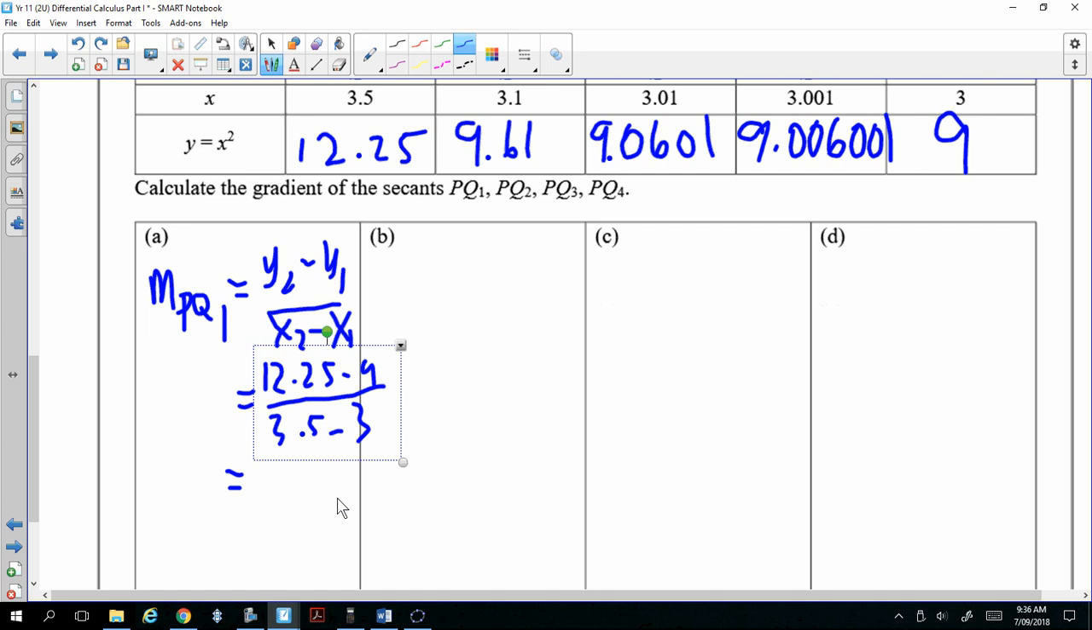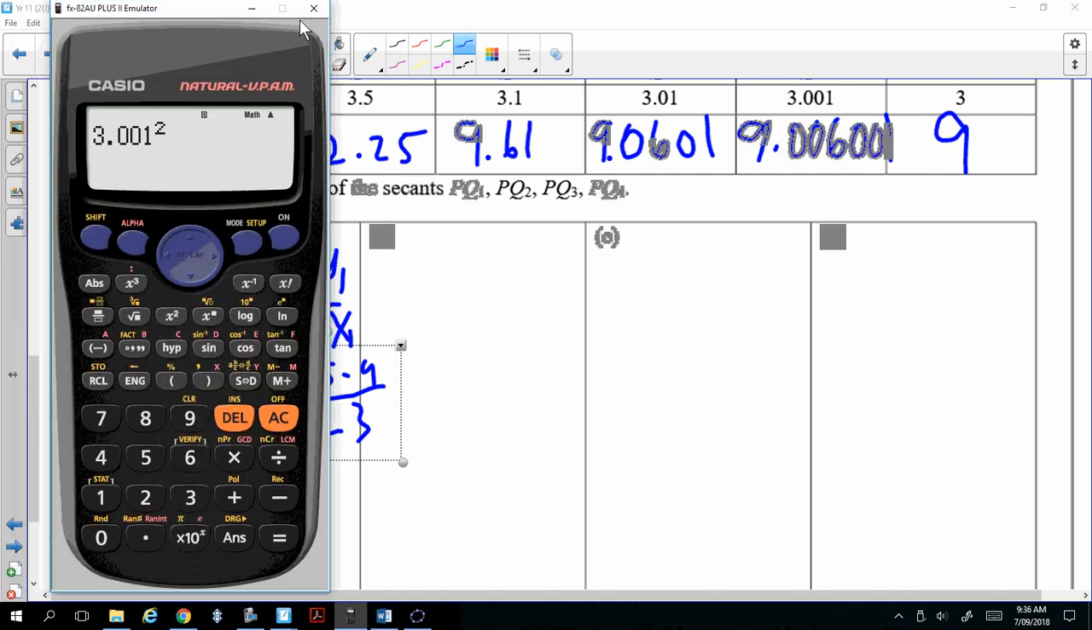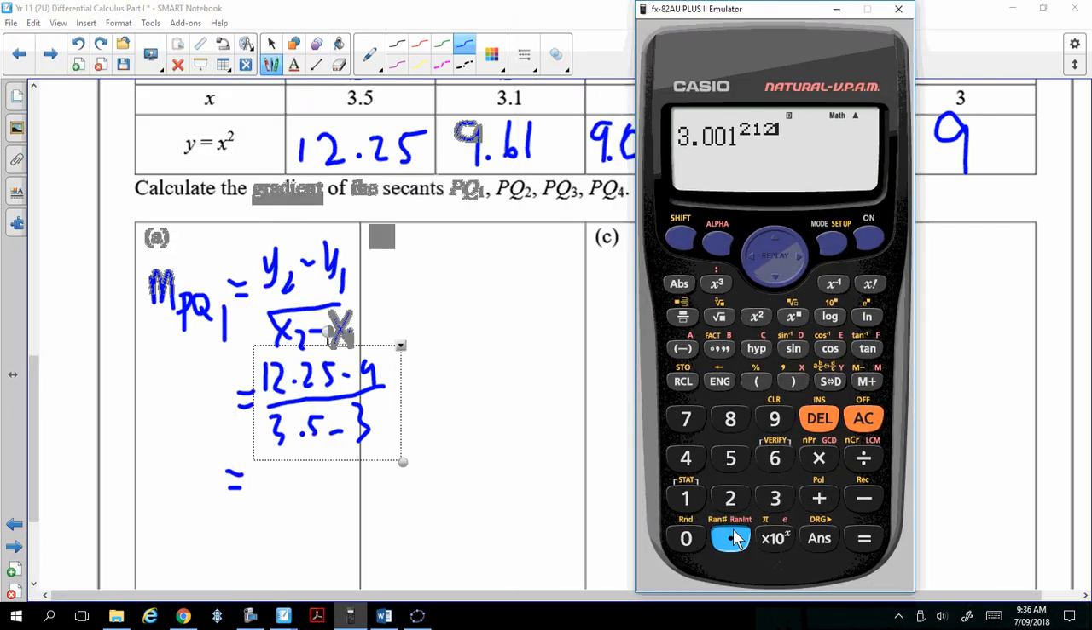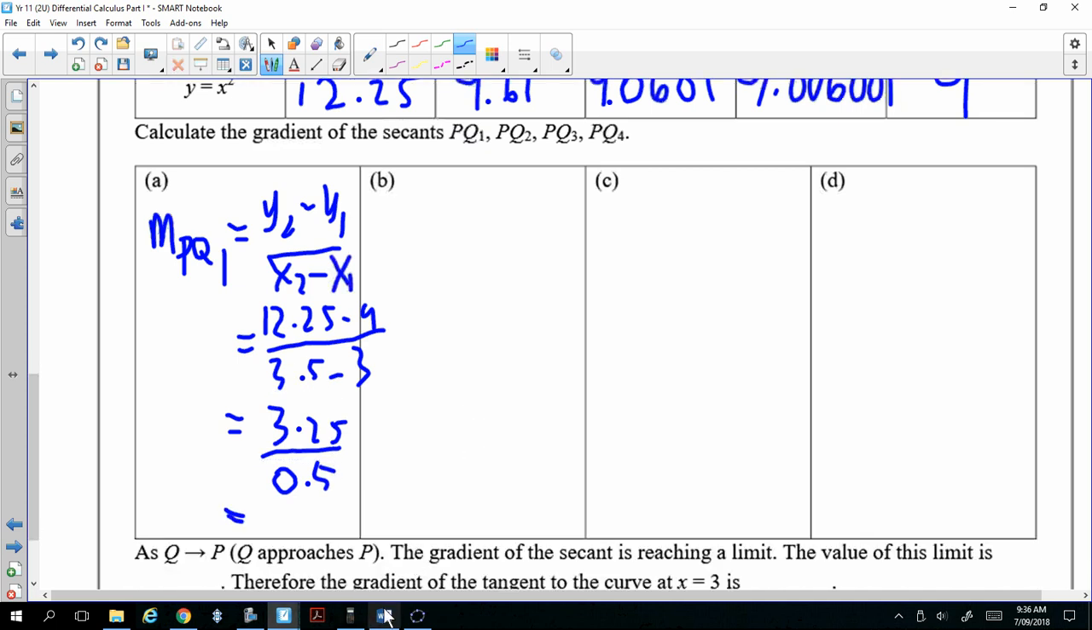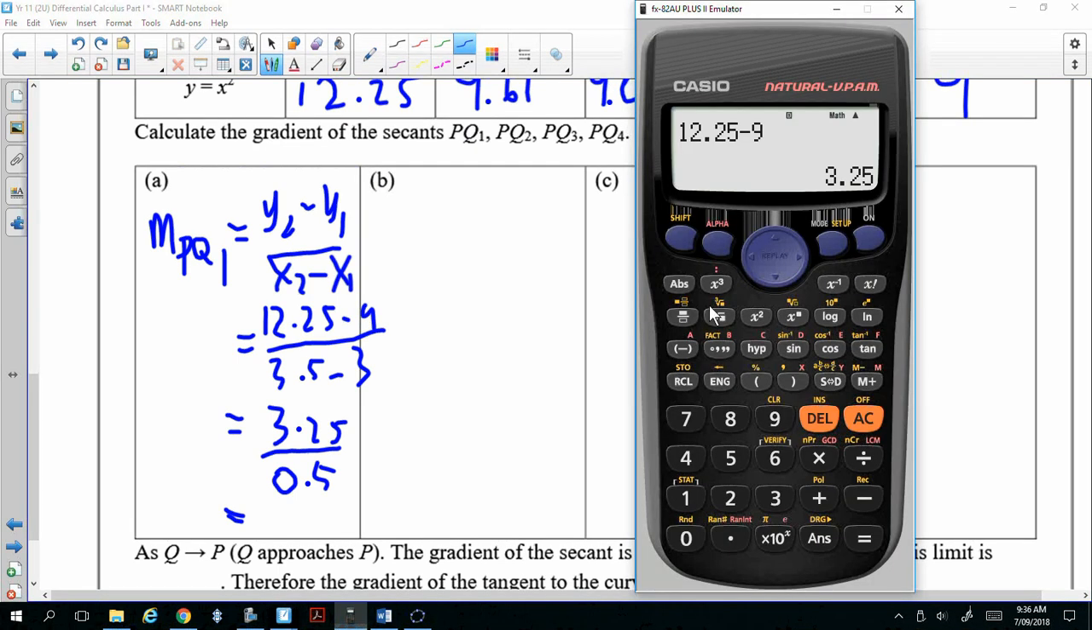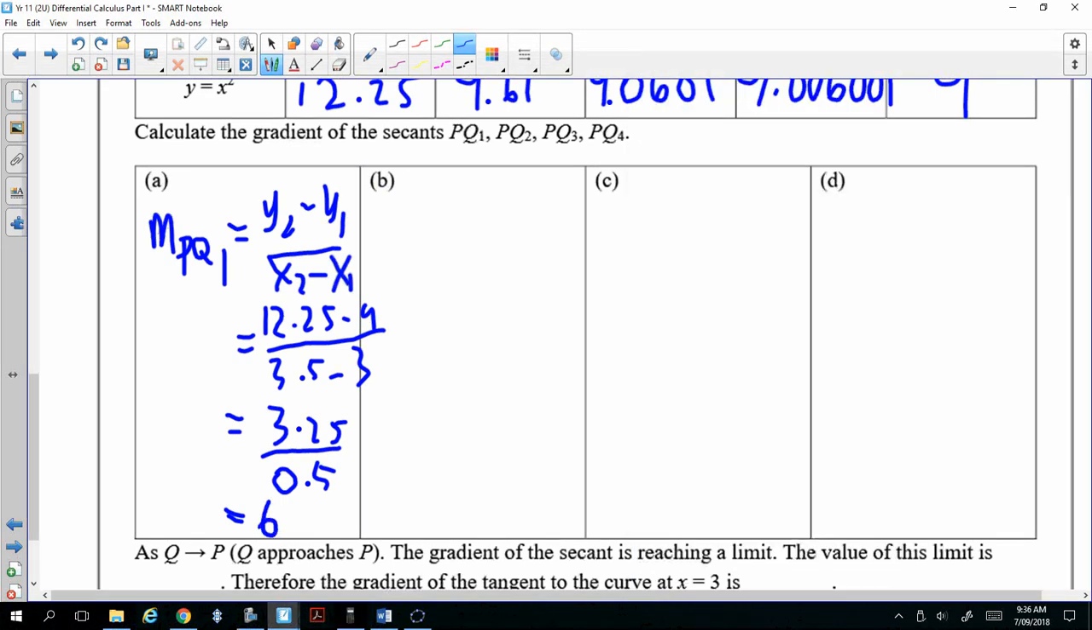Oh, whoops, I'll do that again. Alright, minus 9, you get 3.25 over 0.5, right? Then do it on a calculator. I want you to see everything, the exact reason. Okay, what's that? 3.25 divided by 0.5, what do you get? You get 6.5. Okay, so the gradient of this line, the red line here, is 6.5. Yes? Okay, good.